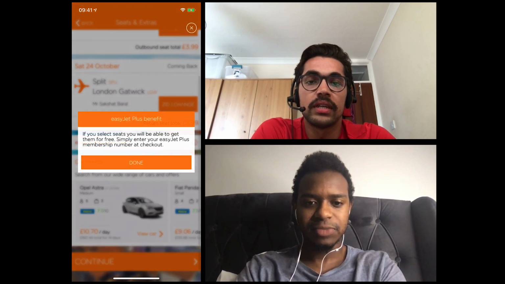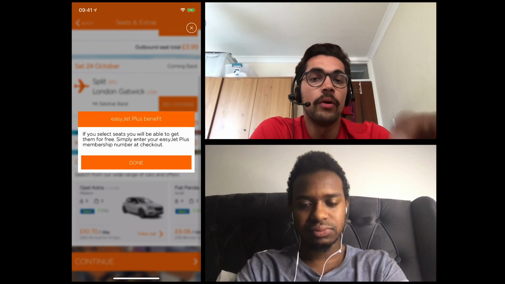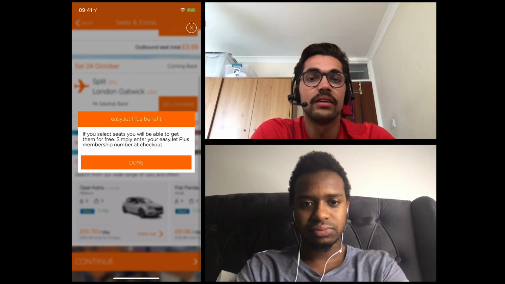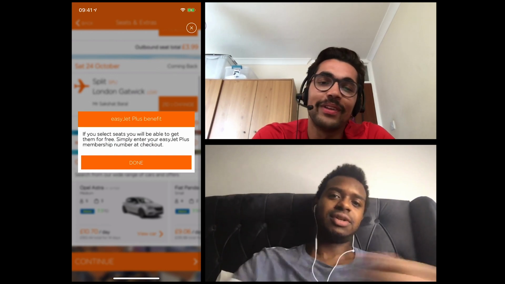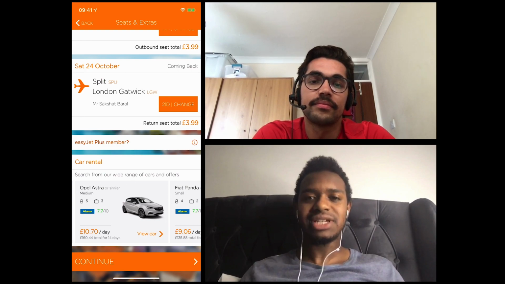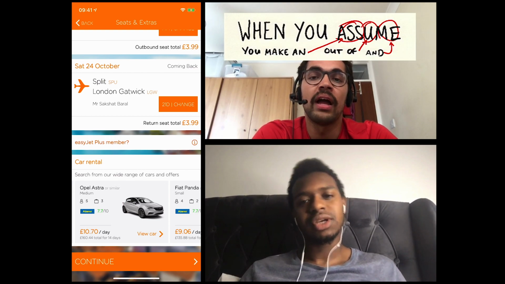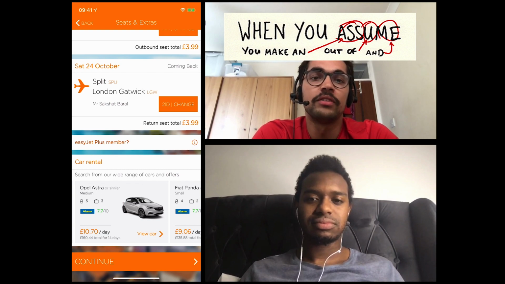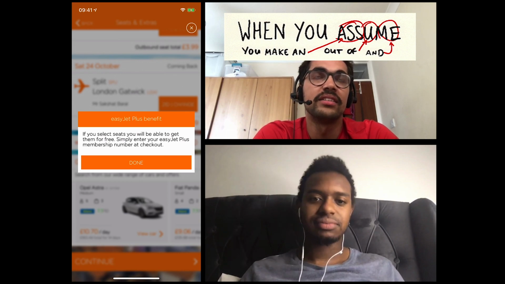EasyJet Plus. What does that give you? See, this is weird, because if you select the seats you can get them for free, but you only get them for free once you put your number in at checkout. So you actually only get them for free later. I don't think in terms of timing this makes a lot of sense. I think it's probably one of those little dark patterns, to be honest. If you were a member and you're thinking, oh, I'm going to get my seats free, and I now see money next to them, I'm thinking, what the hell? But I assume this is more of an MVP approach, because they didn't want to build a full-fledged feature to automatically detect if you're EasyJet Plus and make it free. They've just said enter your number in, I assume.